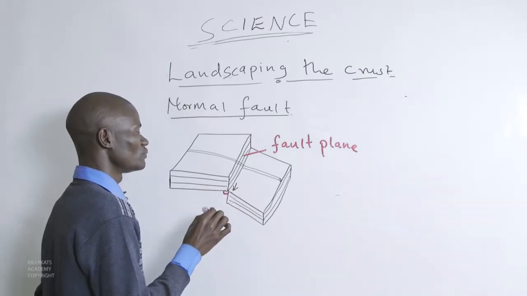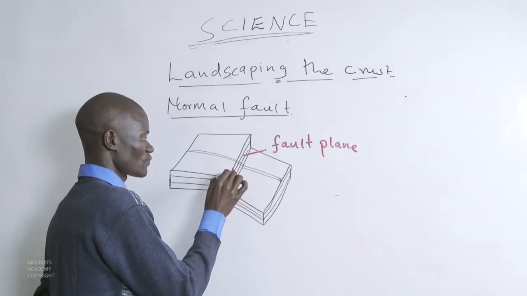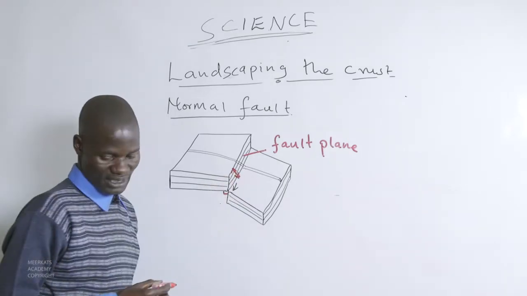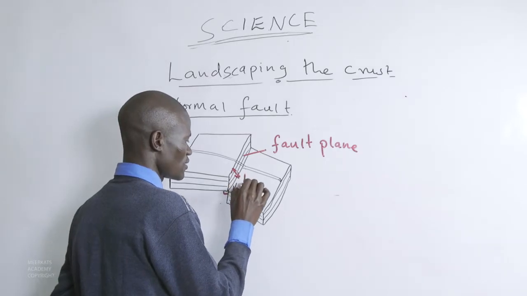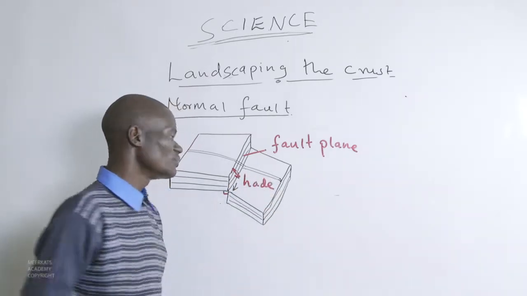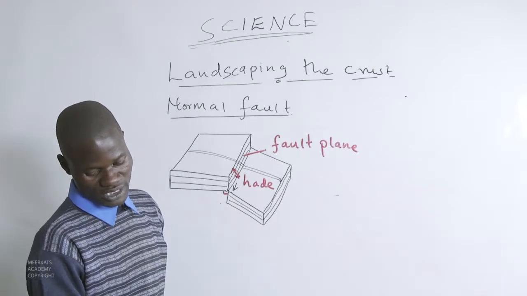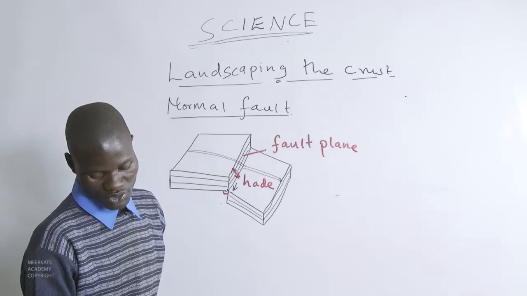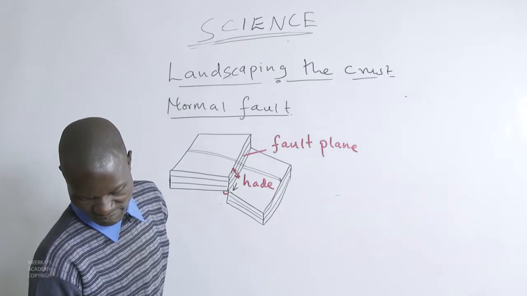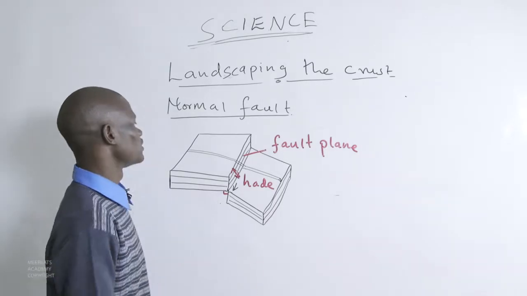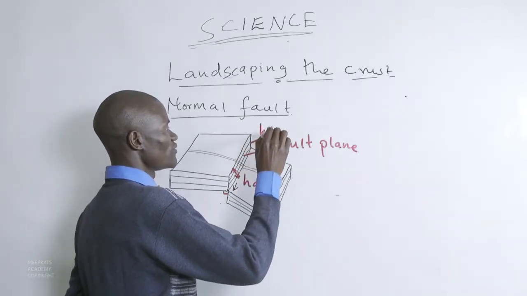This angle, we refer to it as the head, written this way, while the horizontal displacement that is produced on the down throw is called the heave. This on the down throw is what we call the heave.